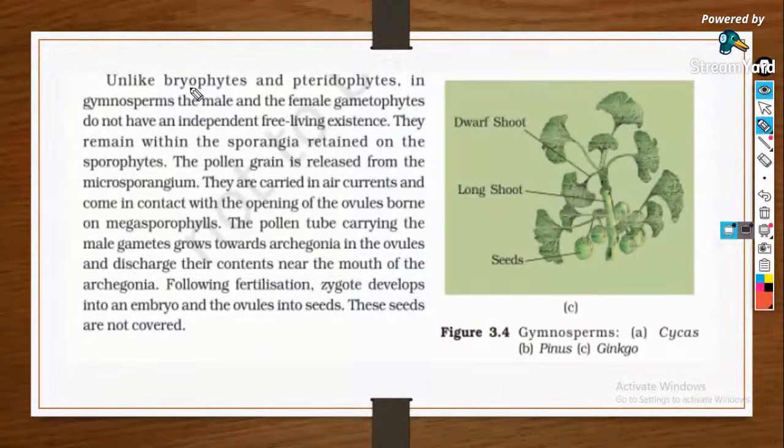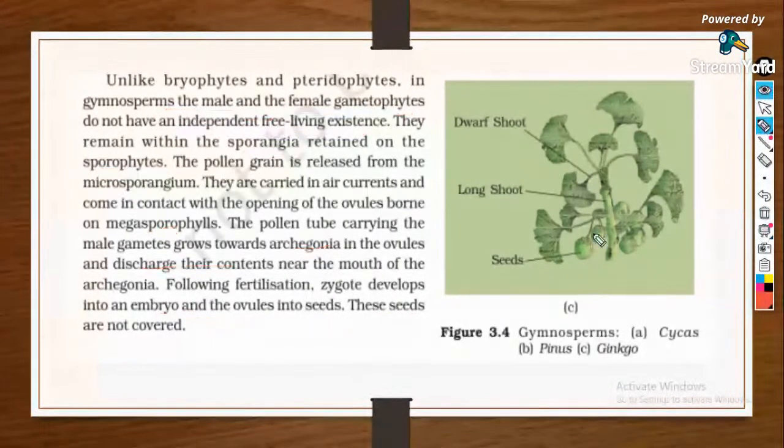Unlike bryophytes and pteridophytes, in gymnosperms the male and female gametophytes do not have an independent, free-living existence. They remain within the sporangia, retained on the sporophyte. The pollen grain is released from the microsporangium. They are carried in air currents and come in contact with the opening of the ovules borne on megasporophyll. The pollen tube carrying the male gametes grows towards the archegonia in the ovules and discharges their content in the mouth of the archegonia. Following fertilization, the zygote develops into an embryo and ovules into seeds, and the seeds are not covered. This is in case of gymnosperms.